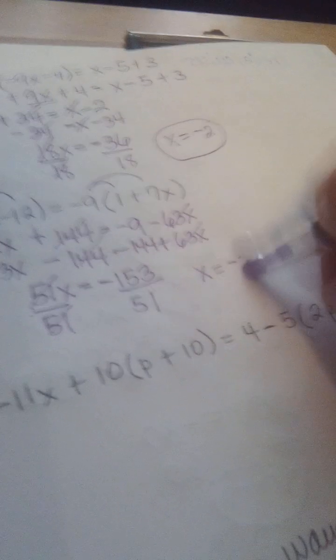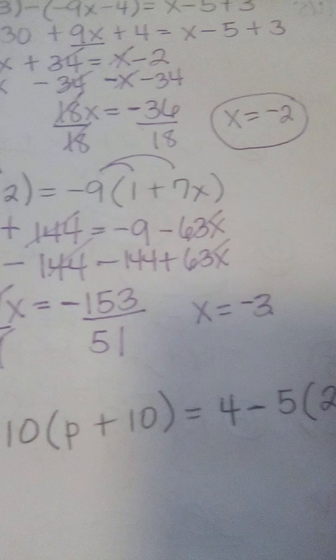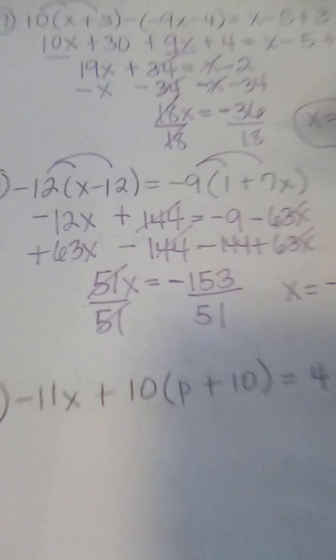Yeah, negative 3. 3, not 2, is it 3? My mistake. X minus 3. So we have it. So we have the steps already concluded.